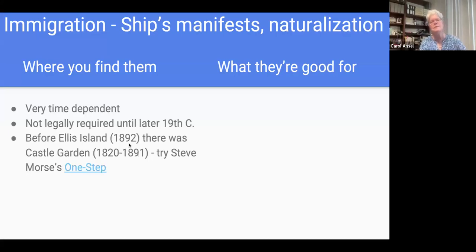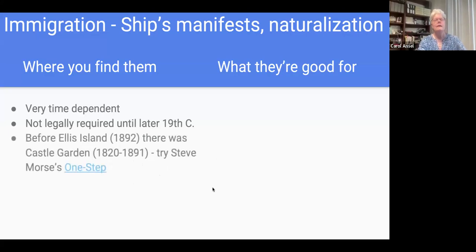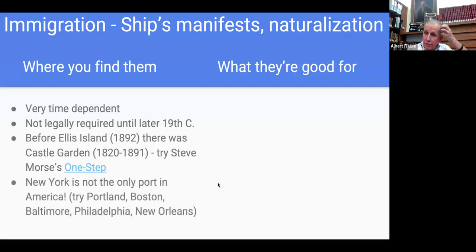Everybody knows Ellis Island, but before Ellis Island, there was Castle Garden between 1820 and 1891. And Steve Morse, you probably are familiar with. He's also the programmer of our website. And he has this wonderful website of one-step answers to various things. That's a great place to go when you're looking for immigration records.